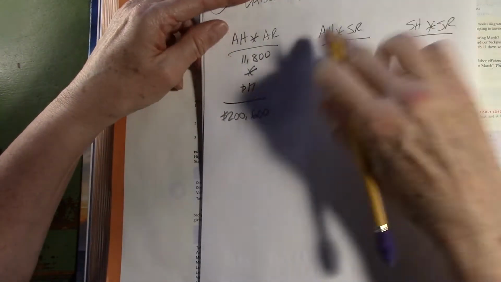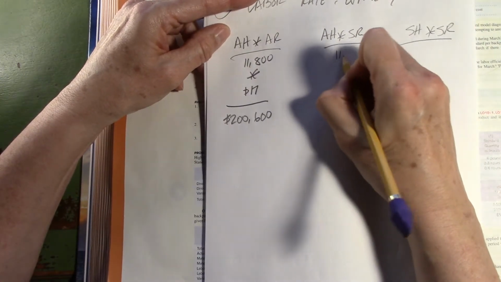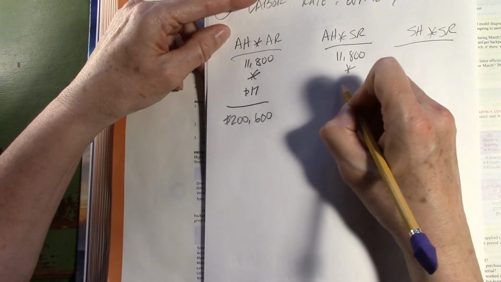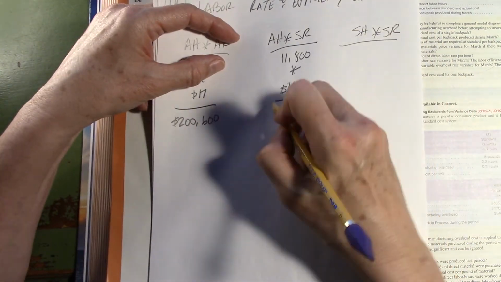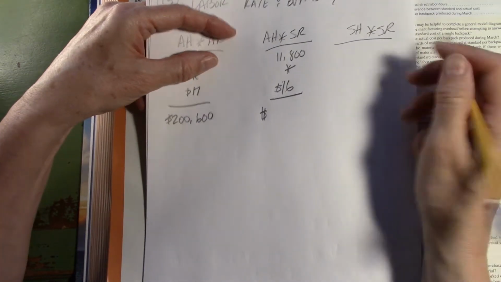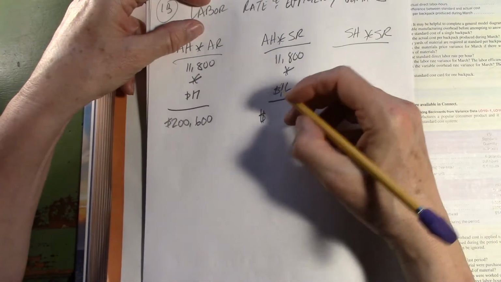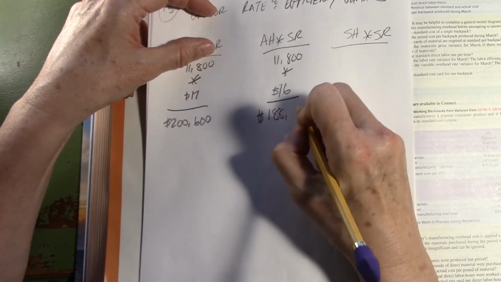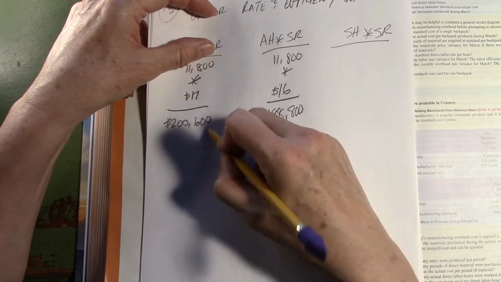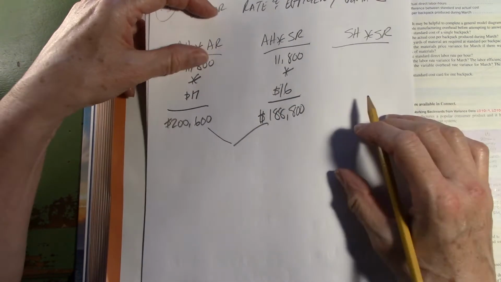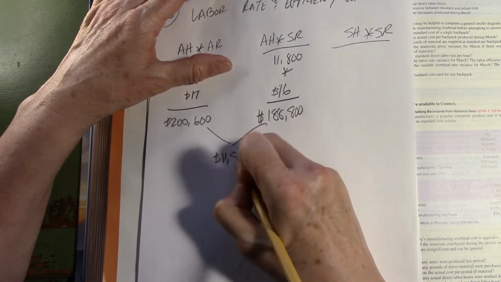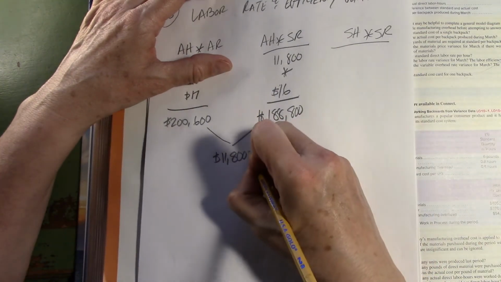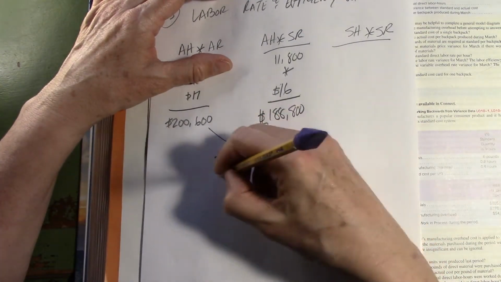All right. And we take our actual hours, so still 11.8 times 16. 11.8 times 16, so that should have been, if we were budgeting it right, it would have been 188,800, right? So the difference between those two is our labor rate variance, and it's 11,800, and that's unfavorable.